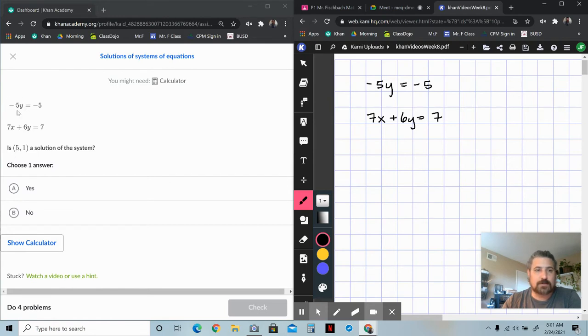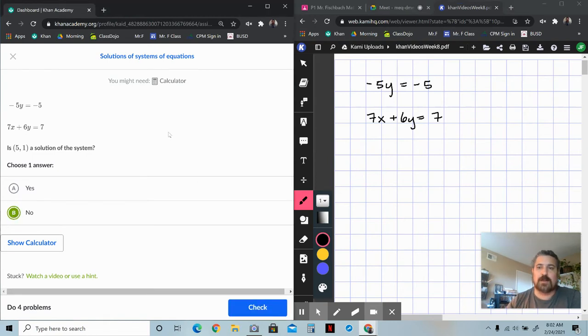If you look at that first one, it's -5 times y equals -5. Well, the y value would have to be 1, so -5 times 1 is, in fact, -5. So this is an eligible answer. Let's take a look at the second one. The x value is 5, so 7 times 5 is 35, and the y value is 1, 6 times 1 is 6. So 35 plus 6 is equal to 7. That's not true, right? So we know that this (5, 1) ordered pair is only a solution to the first line, not the second. So is it a solution to the system? No.